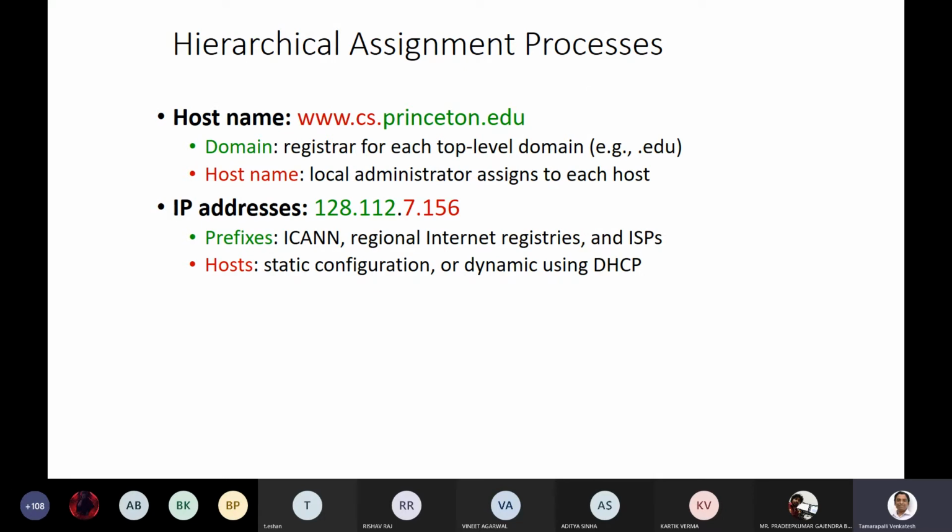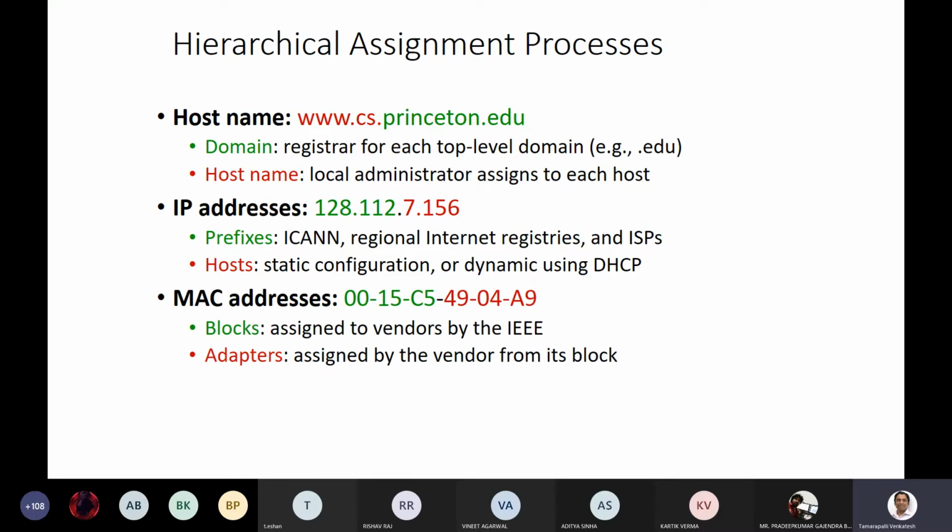Similarly, IP addresses are distributed in a hierarchy. There is something called a prefix. This prefix is the first few bits, or first 2 octets in this case, and these prefixes are distributed by an organization named ICANN. And then there are regional internet registries and ISPs which are responsible for maintaining and distributing these prefixes. And within a prefix, the hosts again can be assigned either statically or dynamically by an organization's network administrator. MAC addresses are simply blocks assigned to vendors by the IEEE.